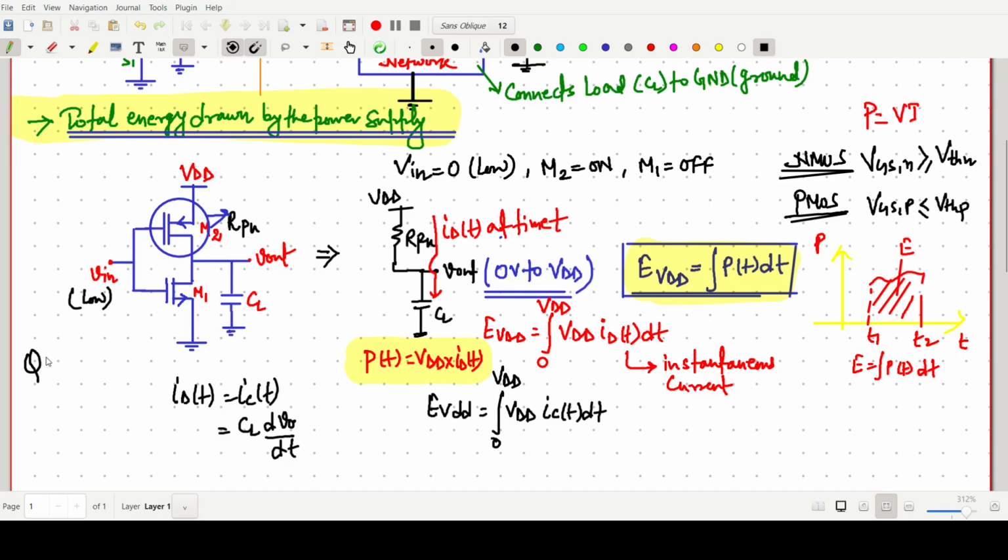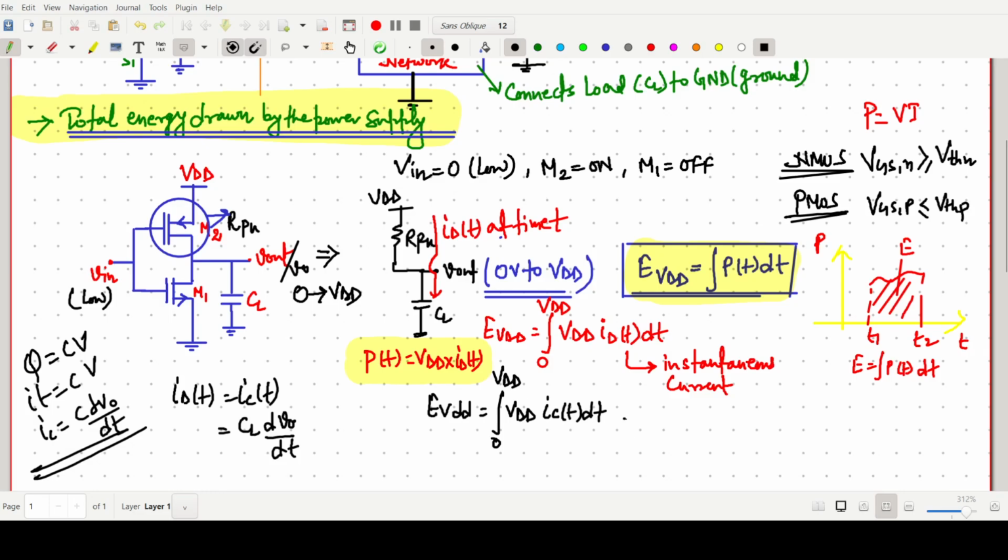How to remember this thing? Q equals CV. Put Q equals integral of i(t) dt equals CV. So iC we can write C dV0/dt. This is one way to remember how I am writing. So if you know the direct formula, you better write CL dV0/dt. Now this voltage, V output or V0, anything you can write, will vary from 0 to VDD. Initially it is uncharged, so it is 0, and finally it will go to VDD. So the lower limit will be 0 and the upper limit VDD.